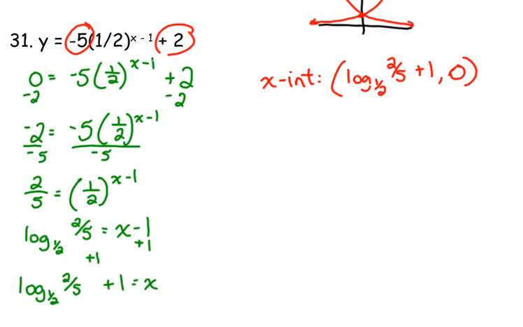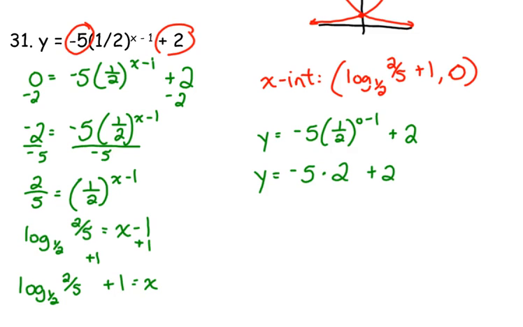The y-intercept is usually a lot easier, just plugging in 0 for x. Now, that makes our exponent negative 1. A negative exponent flips things over, so 1/2 to the negative 1 is actually 2. It just flips that fraction over, so our y-intercept here is negative 8. So the y-intercept is (0, -8).